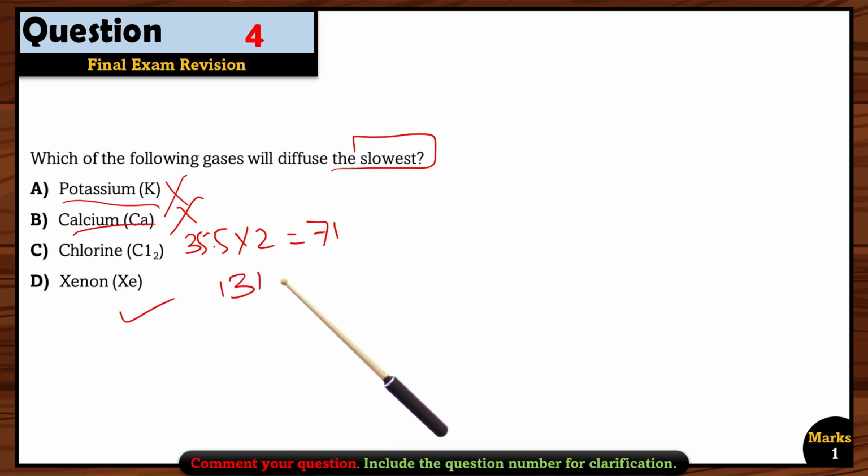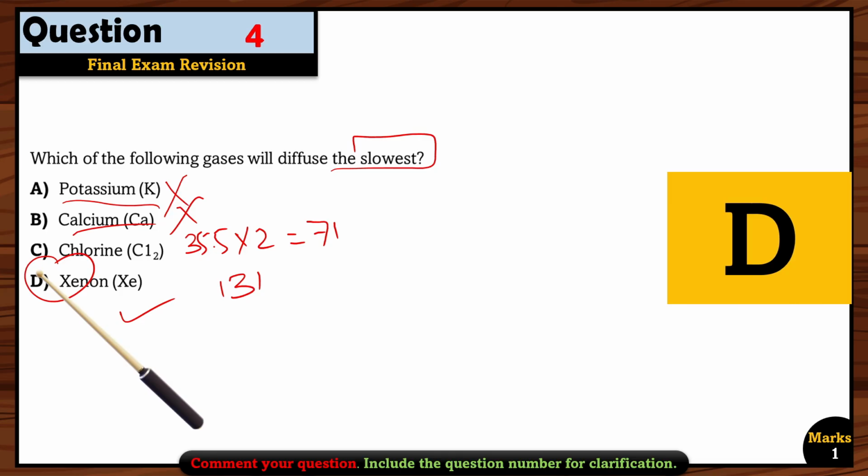So who has the highest mass? It is xenon. So option D is the right option. Highest mass means it will diffuse the slowest. These are the questions that students usually get confused about. Sometimes they choose the noble gases and compare them, and they forget about the group 7 elements. They think that they are monoatomic, but actually they are diatomic.